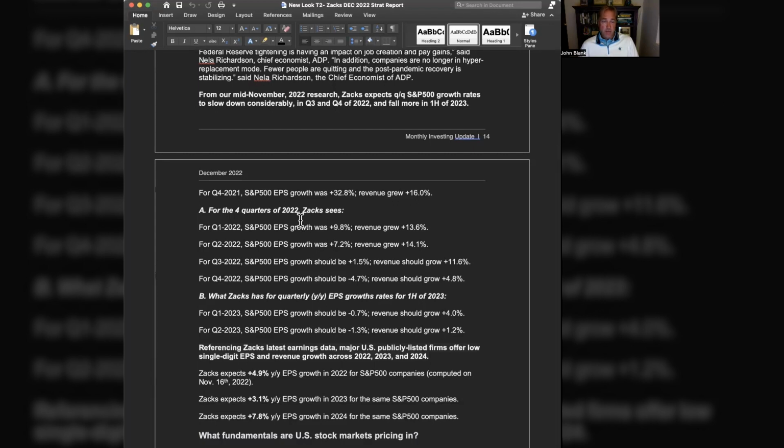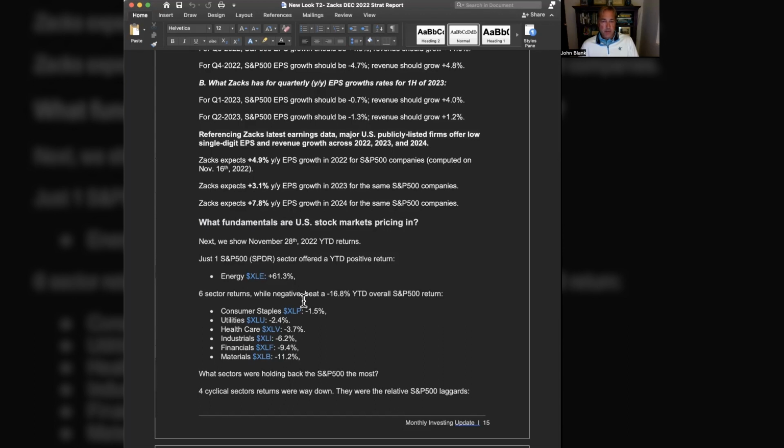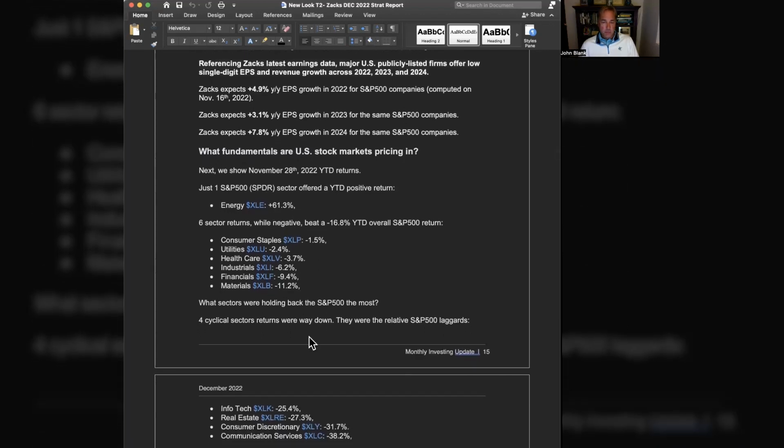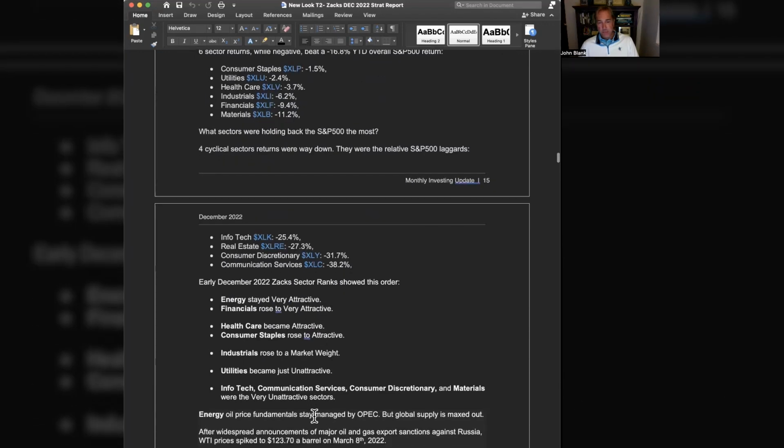For this one, I've got 2022 and half of 2023. This will roll forward and change, of course, as time goes on. Then, what fundamentals are U.S. stock markets pricing in? What I do here is, again, I give you the returns at a sector level, and then I show you the Zacks industry ranks that I'll show you later.